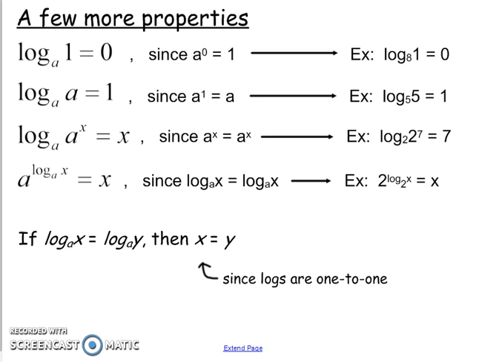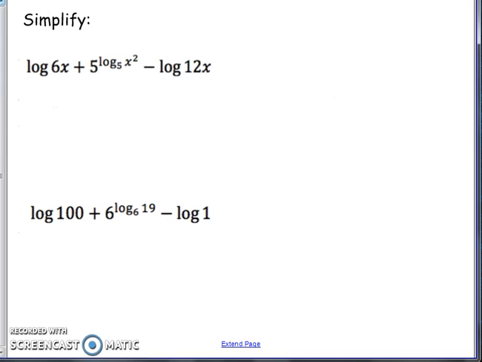Okay, and then a to the log base a of x is equal to x. Since log base a of x equals log base a of x, this works. So this is really an exponential form, and we're changing it to logarithmic form. Even though there's a log, the log is in the exponent, so it's really an exponential, and we're changing it to log form. So an example would be 2 to the log base 2 of x equals x. If log base a of x equals log base a of y, then x equals y.